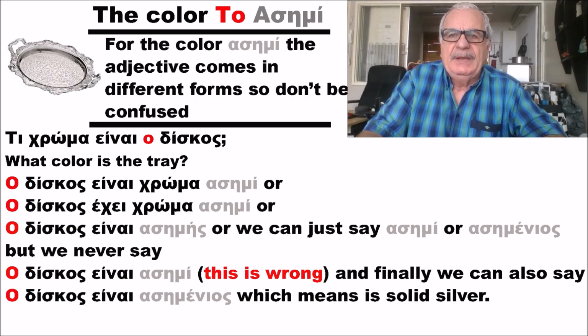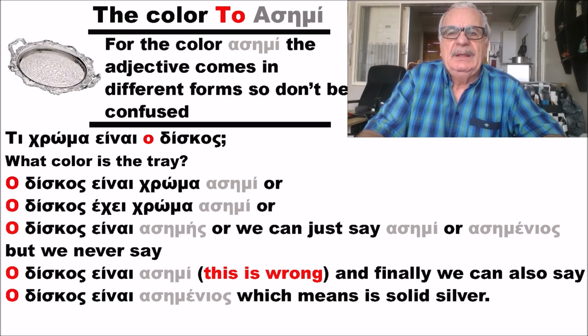In the next 2 pages, we will deal with the last 2 colors in this lesson. The color το ασημί and the color το χρυσό. We start with the color το ασημί. For the color ασημί, the adjective comes in different forms, so don't be confused.